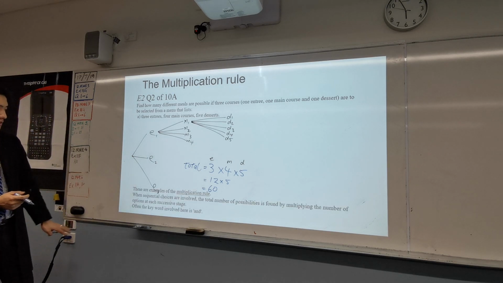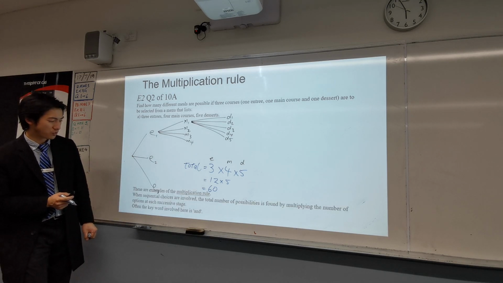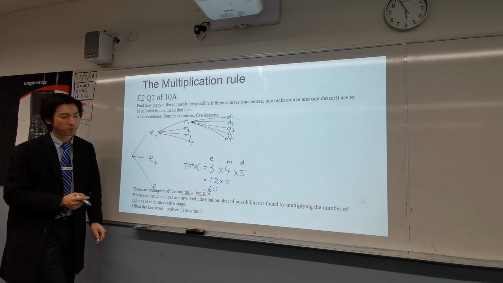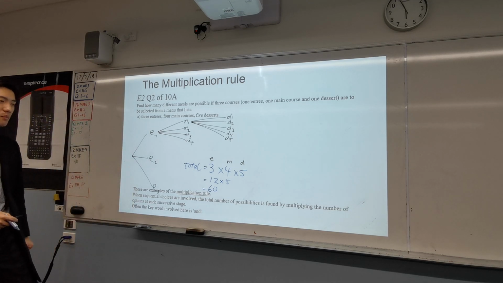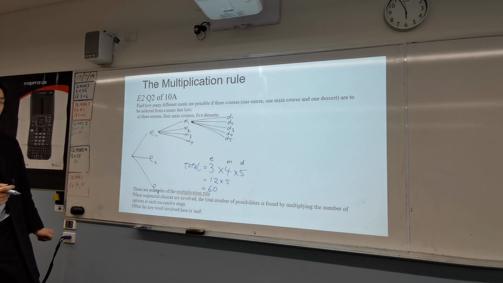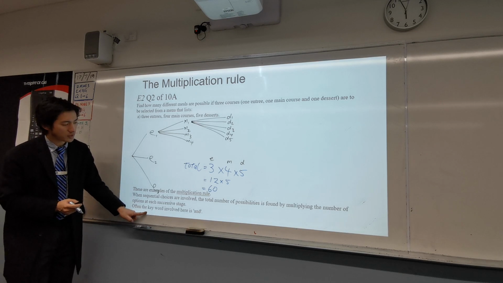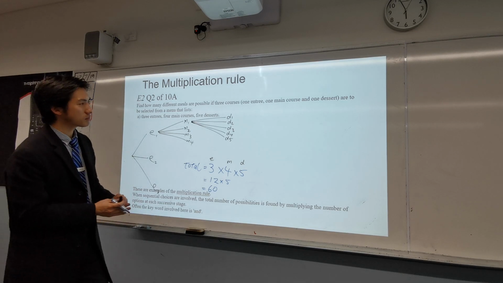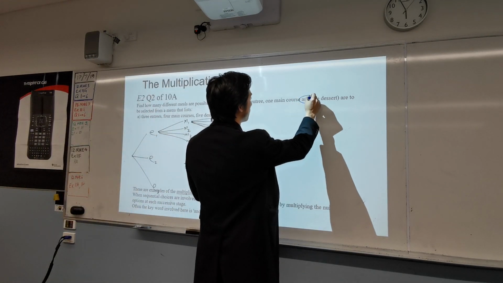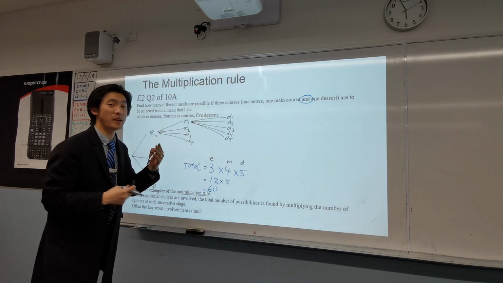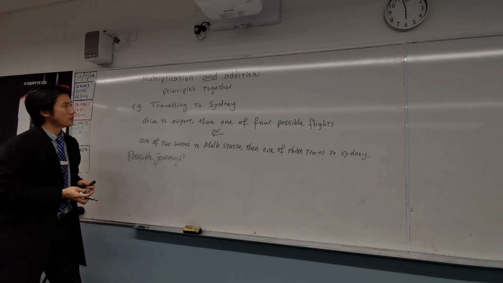Now let's summarize this. This is an example of the multiplication rule. When sequential choices are involved, the total number of possibilities is formed by multiplying the number of options at each successive stage. Often, the key word involved here is and. So this is the and I'm looking for. I'm going to have one of each, and they're happening in succession.